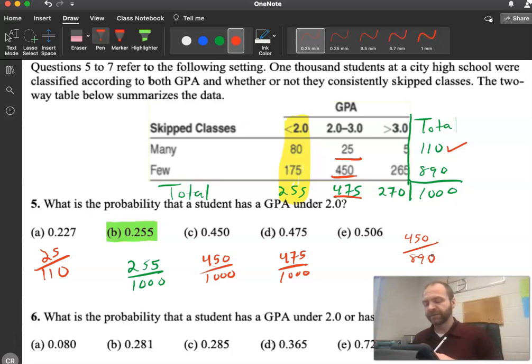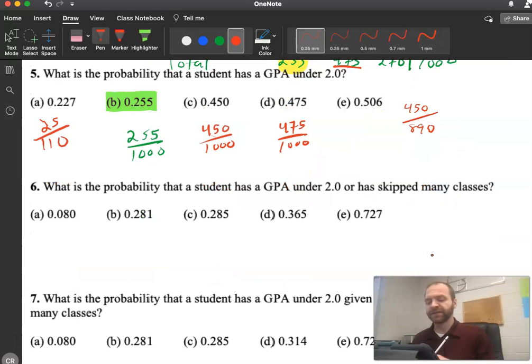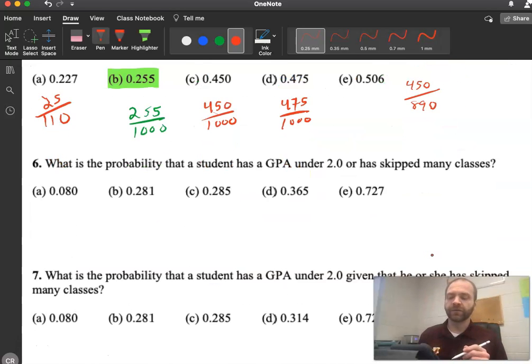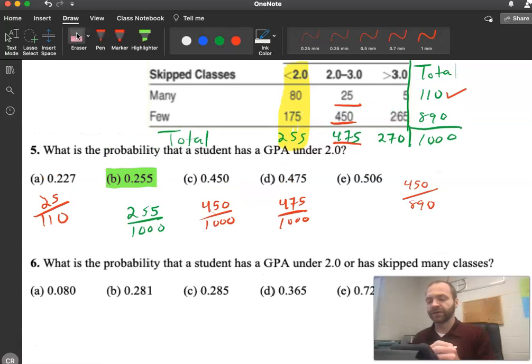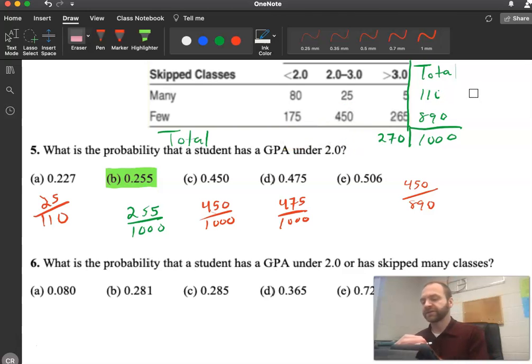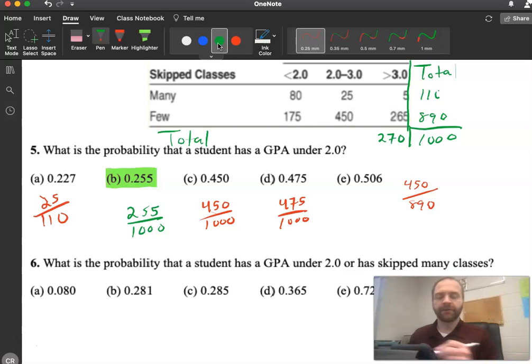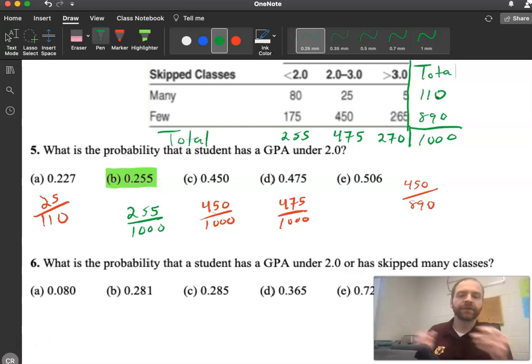Now, what is the probability that a student has a GPA under 2 or has skipped any classes? You know what? I did a lot of writing here, so I'm going to do my best to erase. So what do we have? We had 255 here, and we have 475 here, and I believe 110 there. All right, so now we can continue.